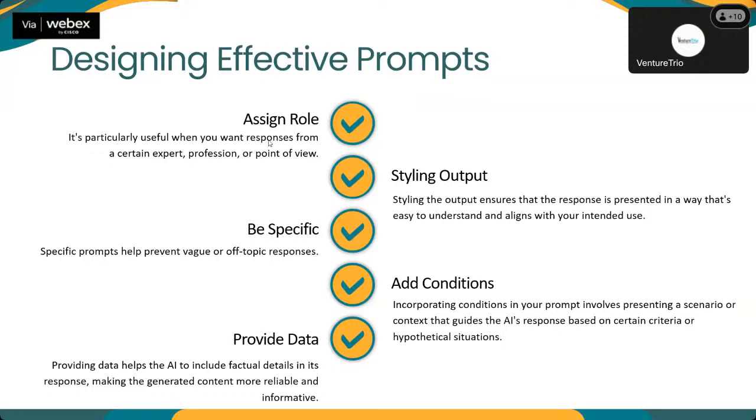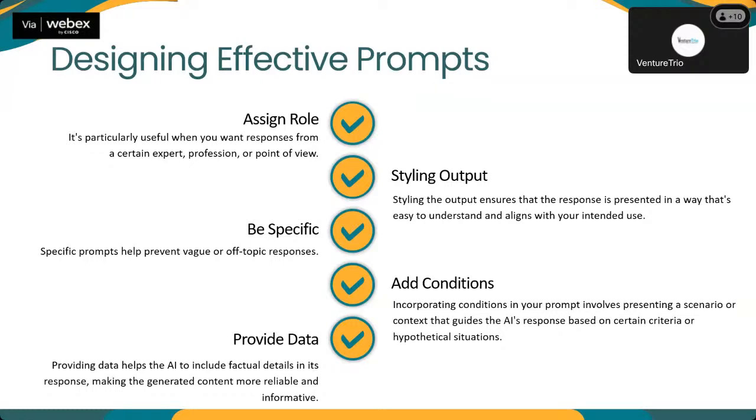First one is assign role. Clearly define the role or perspective you want the AI to take while responding. For example, for asking to explain global warming, you have to write this query like: you are a climate scientist, explain the causes and consequences of global warming. This type of query will provide you more accurate information.